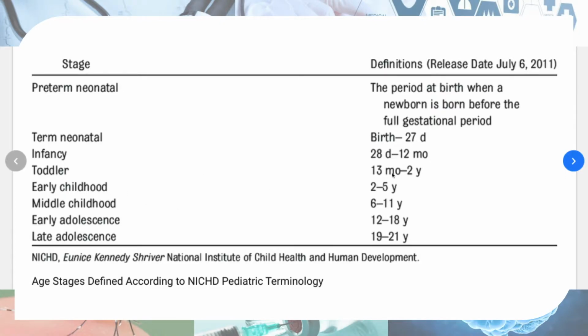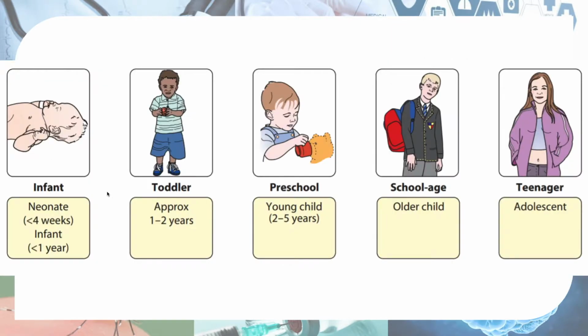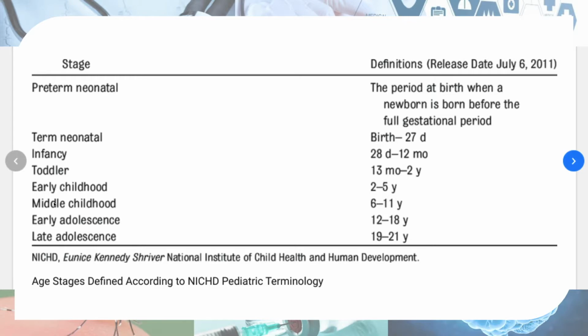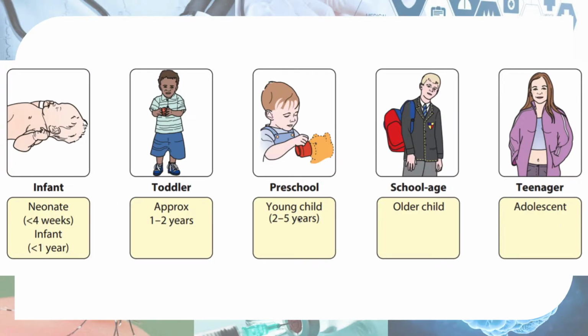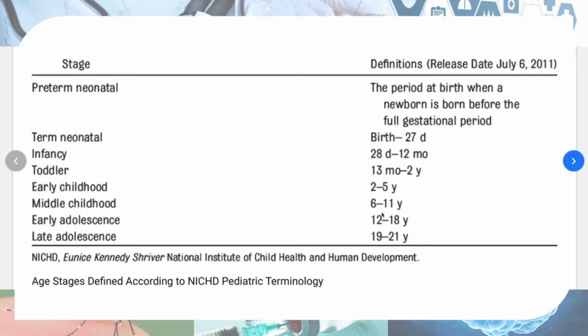Toddler is 1 year to 2 years. Instead of saying young child or preschool, they call it early childhood, 2 to 5 years. And then middle childhood, instead of saying older child or school age, is 6 to 11 years. Then you have early adolescents and late adolescents. We're only looking at the early adolescents here, so 12 to 18 years.